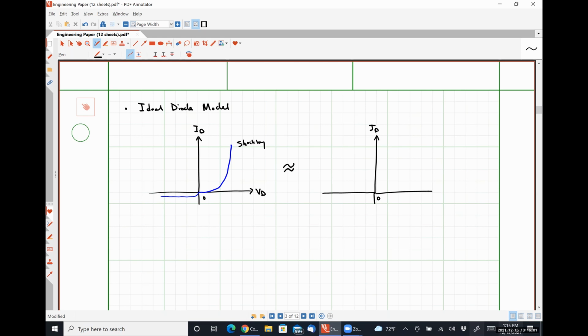Here's ID. Here's VD. So it's no current when we are reverse biased and effectively up to an infinite amount of current when we are forward biased.